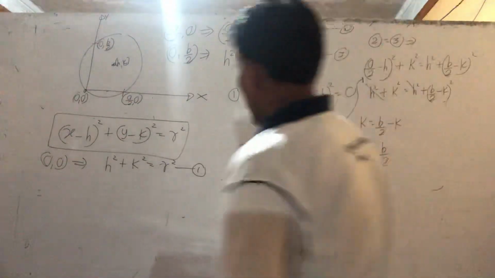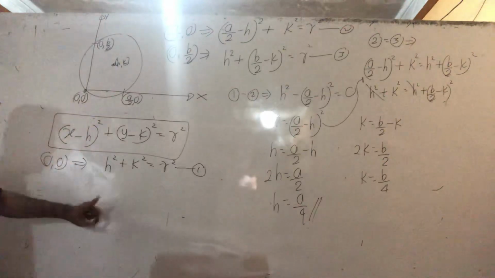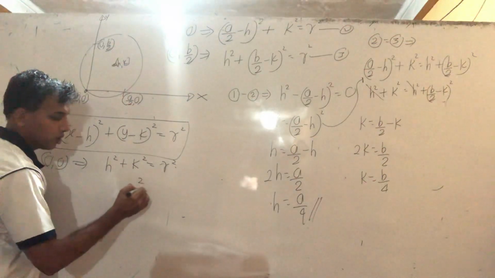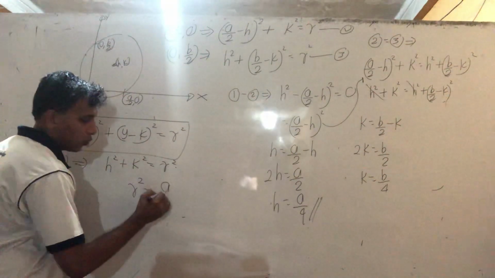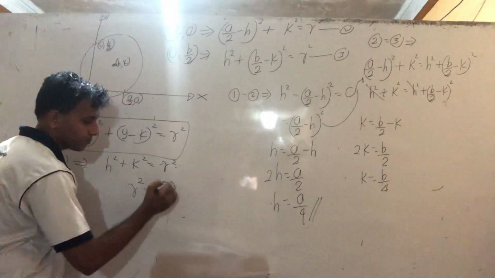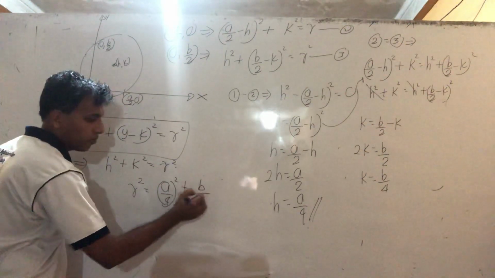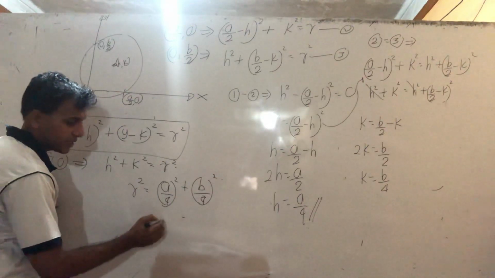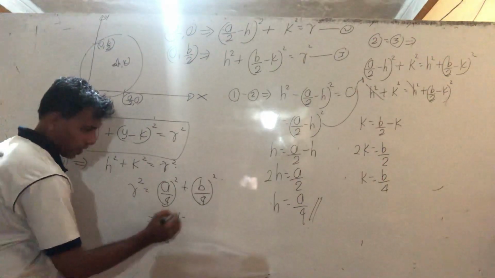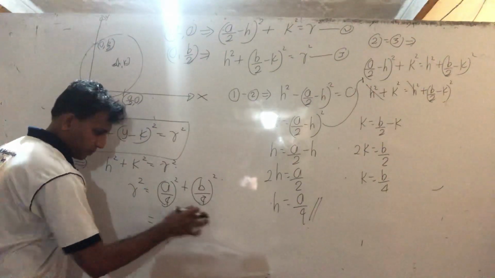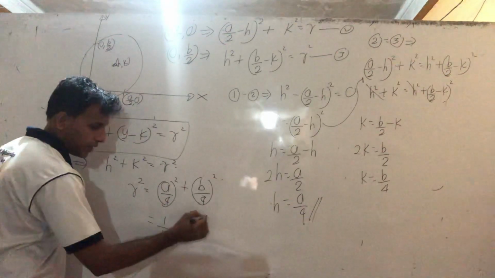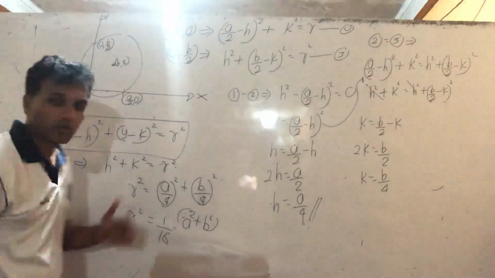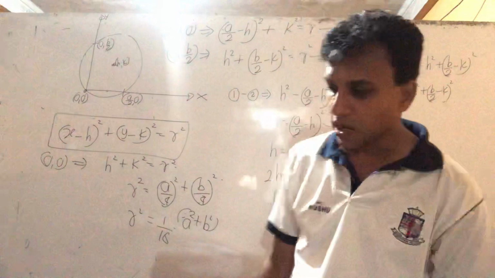Okay, now come to the first equation. Go to the first equation, radius. Write the radius answer: r square equal h square, (a over 4) all things square, plus k square, (b over 4) all things square. So take the 1 over 16 common: 1 over 16 into what? a square plus b square. This is radius square. Therefore put the square root, that is the radius answer.